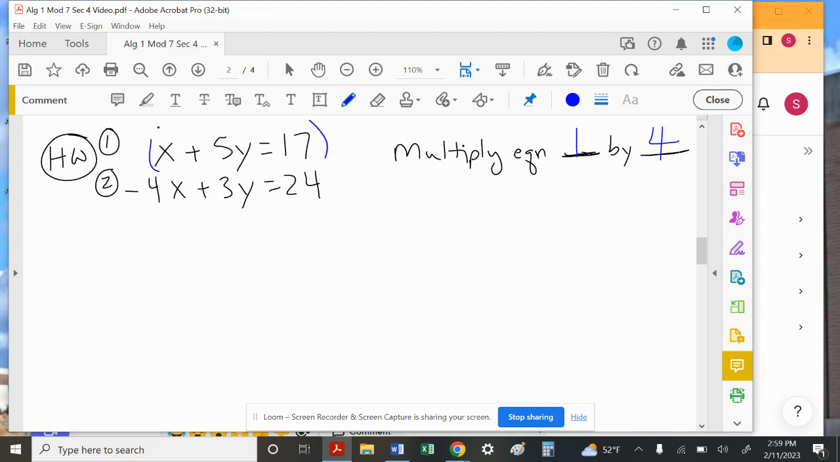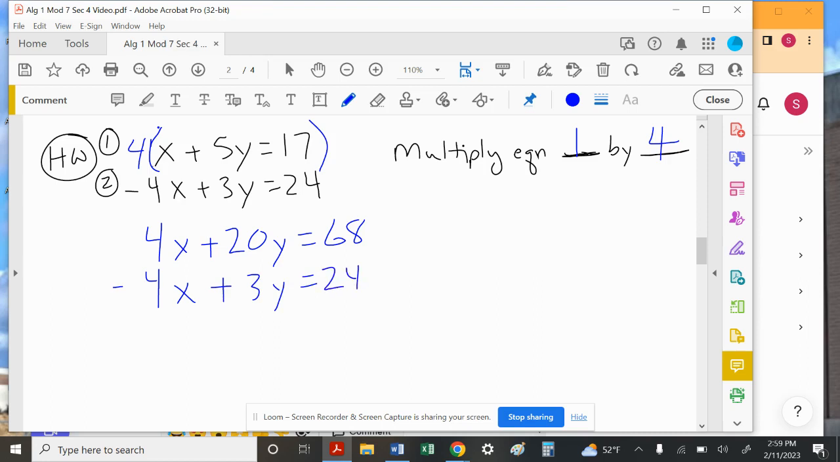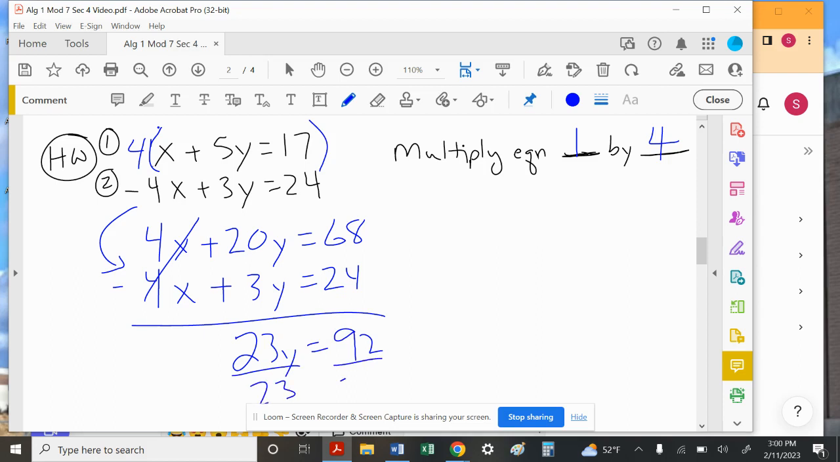So if I just multiply everything here by 4, then I get 4x plus 20y equals 68. And I get negative 4x plus 3y equals 24. That's just rewriting that equation. And so these cancel. I get 23y equals 92. Divide both sides by 23. And I get y equals 4. So y equals 4 in that particular case. So far I have y is equal to 4.